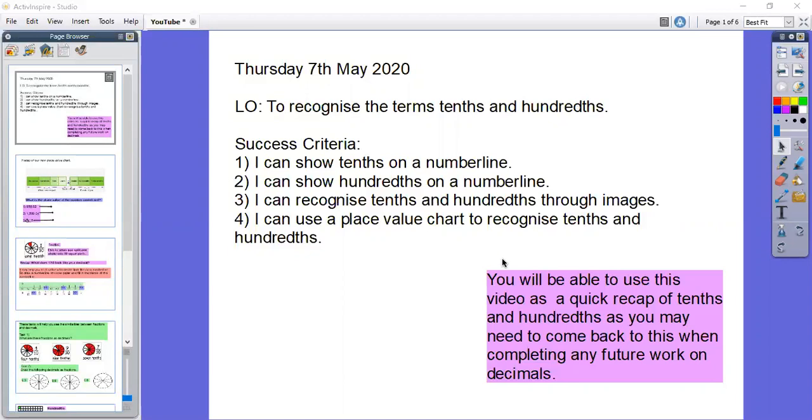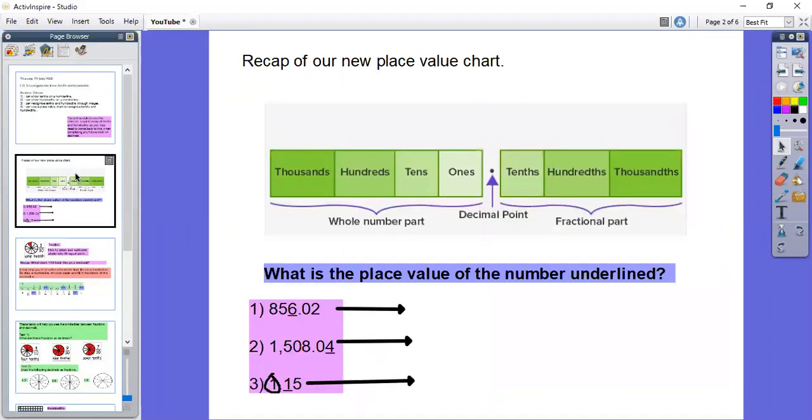So, last week you were introduced to our new place value chart. So it looks a bit different to our old one, but instead there is a decimal point after our ones, and then we were introduced to our new columns, our tenths and our hundredths. I want you to ignore thousands because you're not focusing on that one. So, tenths and our hundredths.